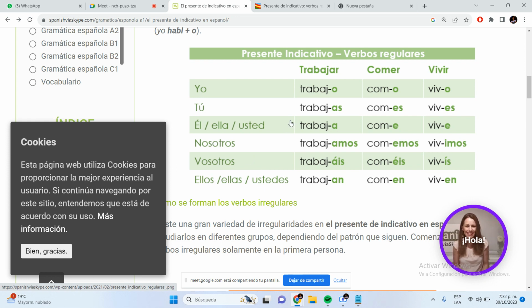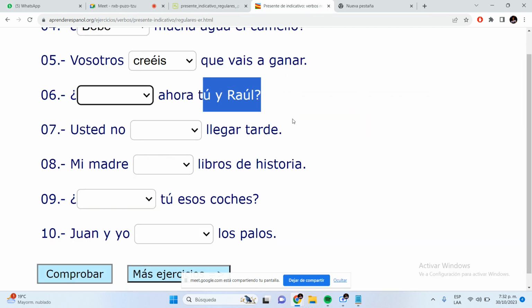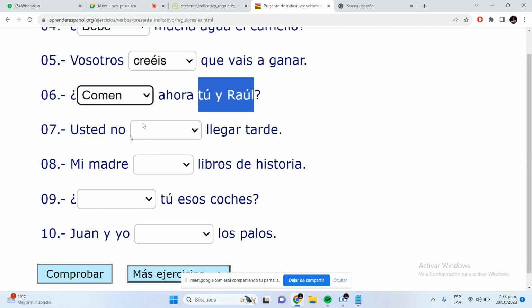Mira, I want to see the pregunta. Okay. So that would be two, right? Okay. And can I see this? Click on the choices. Okay. Comen. Yeah, comen. Do you and Raúl eat now? Yeah, that's the question. Okay.